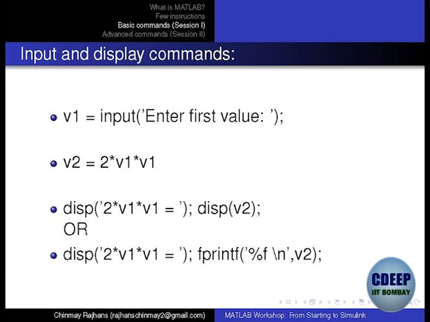An alternate way is you display a message and then use fprintf followed by a single quote, say %f. %f is for printing the floating point value, \n is for going to the next line, a new line, and I just say v2. It will print the value of v2 as a float.